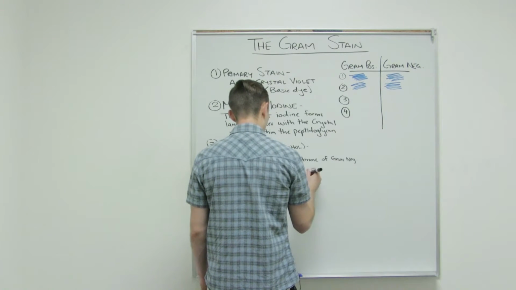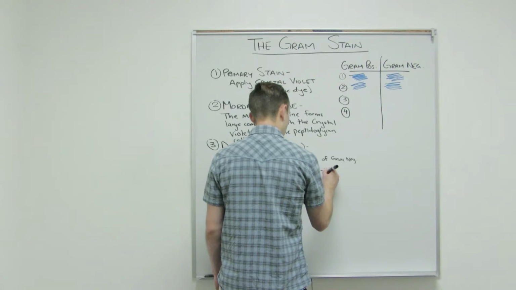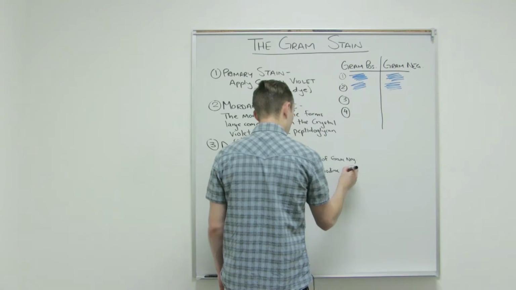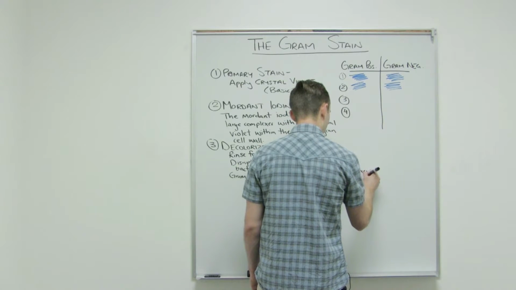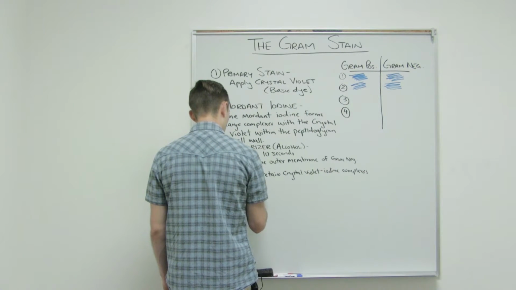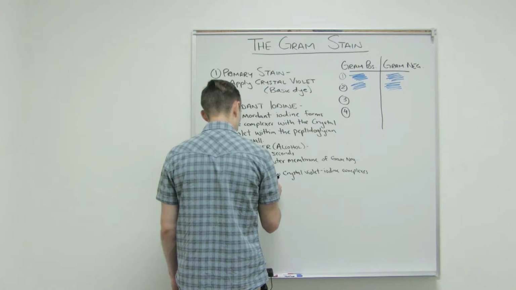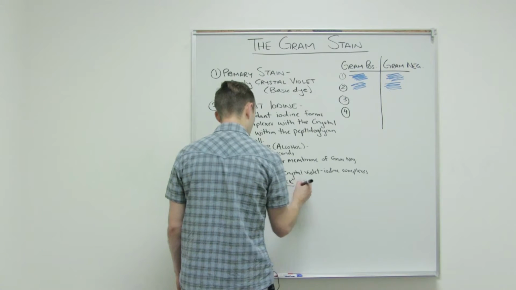I'm going to say gram-positive retains crystal violet iodine complexes because of its thick peptidoglycan cell wall. And the key word here is thick.